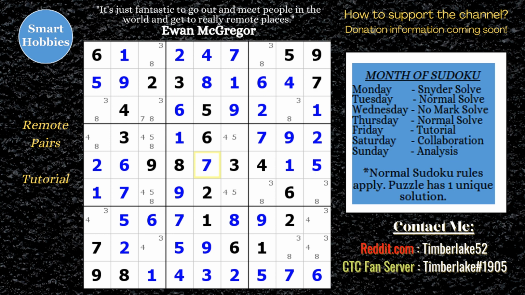I will show you how to find and solve Sudoku Remote Pairs. You don't know what they are? Stick around. I'll explain that, plus so much more.